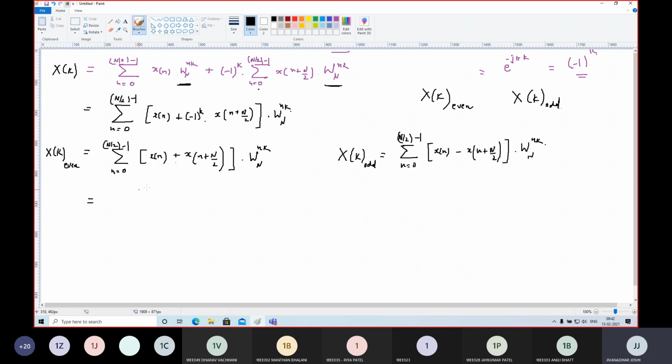So now if I want to represent this particular quantity with some nomenclature, like two terms were represented as capital G of k and capital H of k in the derivation of decimation in time, similarly, if I want to give a name for this particular term, what should I give?